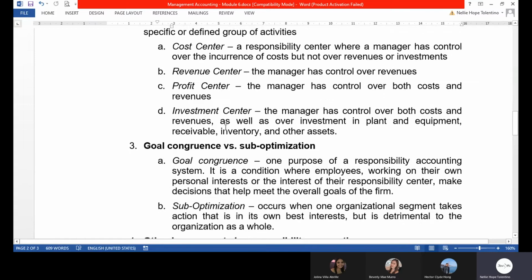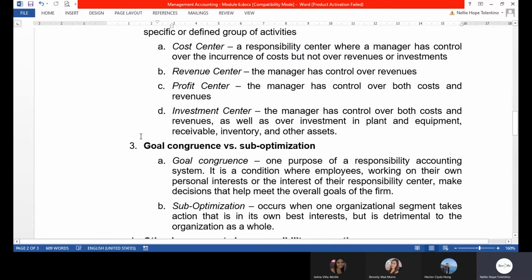Why? Kasi yung manager ng sales department, iba yung goal niya. Ang goal ng manager ng sales department would be to generate more sales. Now, ang goal ng, halimbawa, production center. The production center is a cost center. Ang goal ng manager ng production department would be to produce more units, to produce more products for the company at the most efficient way. Kumbaga, mababa ang cost pero maraming mapoproduce. Yun ang goal ng manager ng production center.